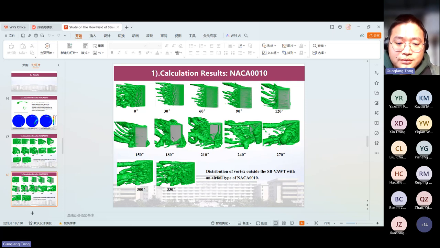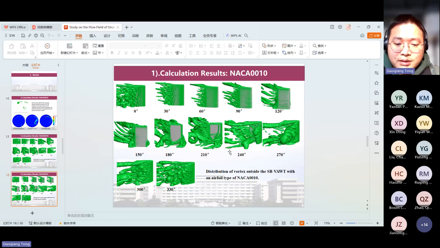When the angle comes to 210, in addition to the more aggressive vortex on the blade surface, the tip vortex also shows a tendency to shift to the outside. At an angle of 240, the tip vortex is fully shifted to the outside. And at the same time, a distinct vortex appears at the outside leading edge.